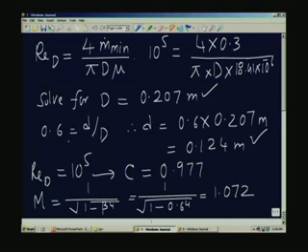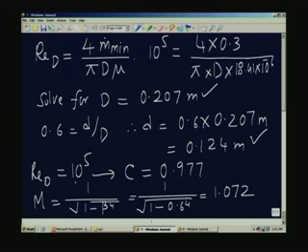The value of beta, which is the ratio of the diameter of the Venturi at the smallest area region, small d, and the pipe diameter D, is given as 0.6, and therefore, I can calculate small d as 0.6 times 0.207, which is 0.124 meters. So, the proportions of the Venturi required for this particular measurement are decided based on the Reynolds number which is specified to have a minimum value.